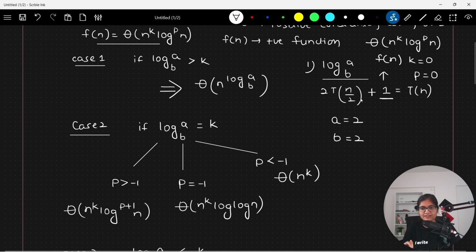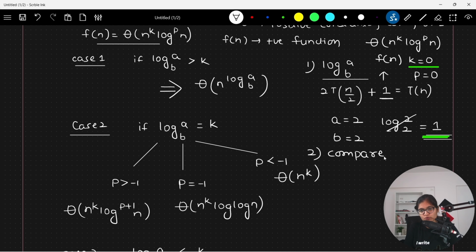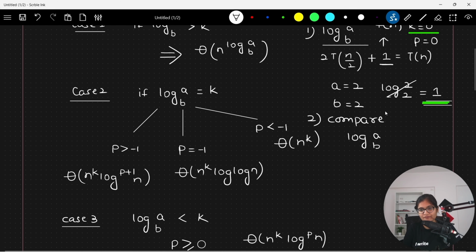So the very first task here is to compute the value of log of a base b. For example, for this particular recurrence relation, my value will become log of 2 base 2, which will be equal to 1 here. Now, we need to compare the two values. One is the value of k, another one is the value of log of a base b that you have evaluated. So the second thing is that you need to compare the two values: log of a base b that you have evaluated and the value of k, which you will get from the function f of n.